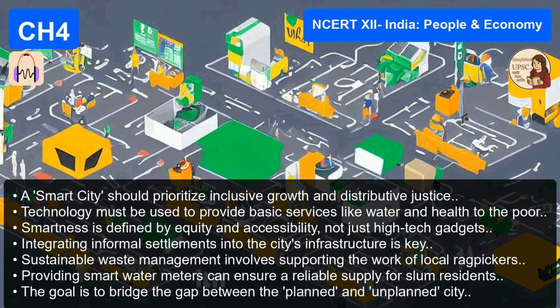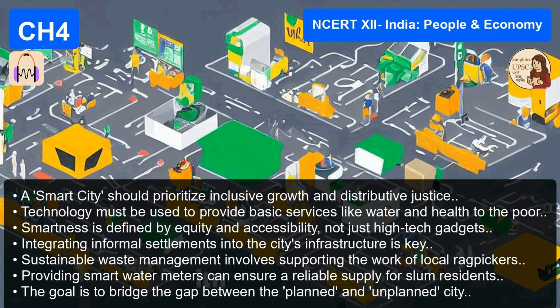You use the dual city concept. You argue that a smart city cannot just be for the planned side of the street. If a smart city project only benefits the high-income areas and ignores the slums, if it ignores Dharavi, then it completely fails on the question of distributive justice. So the answer is really about integration, not just technology. Precisely. A truly smart city uses technology to integrate the informal settlements. It's about smart waste management for the slums. It's about smart water metering to ensure the poor get a reliable supply of water, not just the rich. You have to argue that smartness is about inclusivity and equity, not just about efficiency for the privileged.